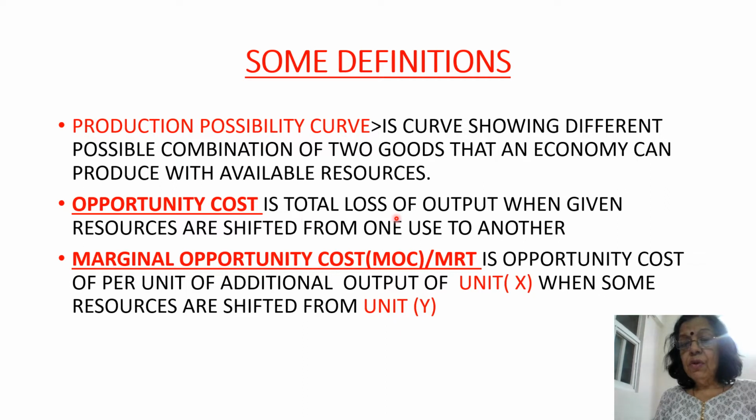Opportunity cost is the total loss of output when given resources are shifted from one use to another. As we said, a country is producing say wheat and guns. So if it wants to increase one unit of say wheat, then it will have to shift its resources from guns production to wheat production. So the loss of production of guns will be called opportunity cost, and this we will explain with the help of a table and graph.